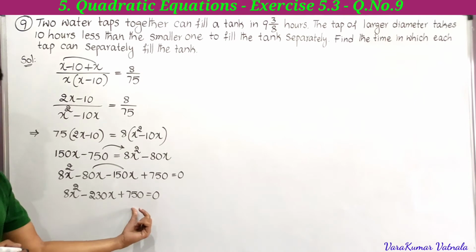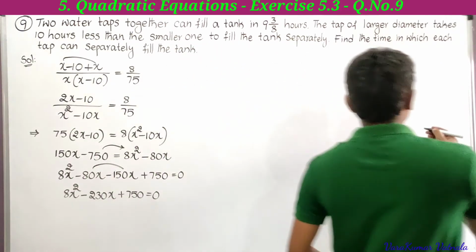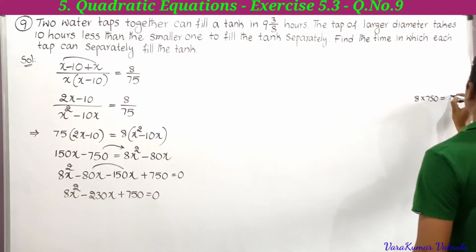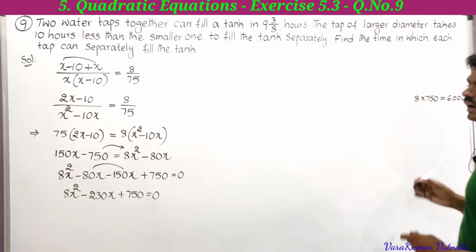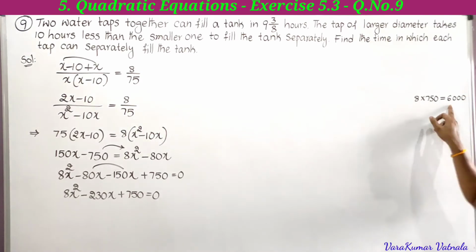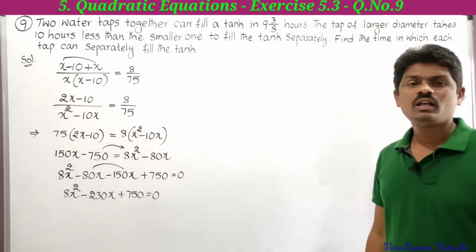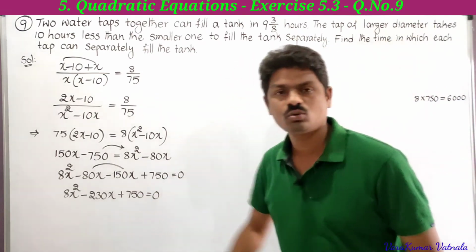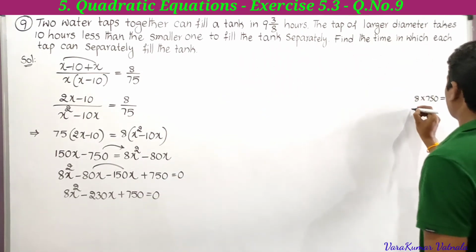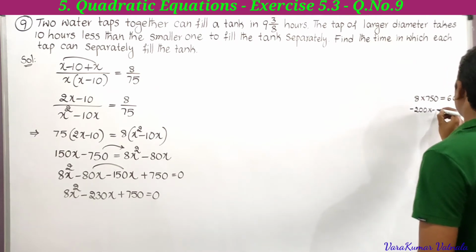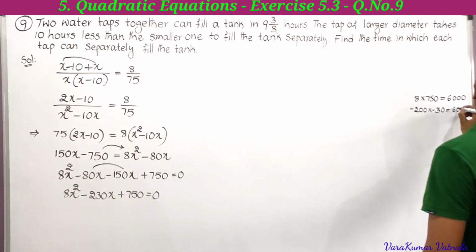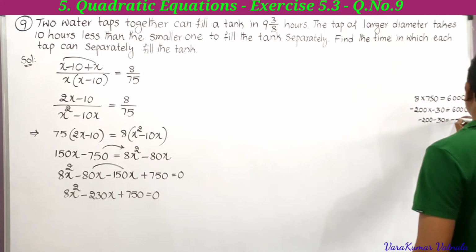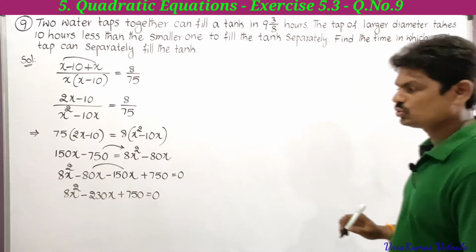Now I have to multiply the coefficient of x square by the constant. So we get 8 into 750, that is 6000. Now we have to select two factors for this 6000. The condition is their product should be 6000 but their sum should be minus 230. So I am selecting minus 200 into minus 30, we get plus 6000, and minus 200 minus 30 is equal to minus 230. So these two are the factors.